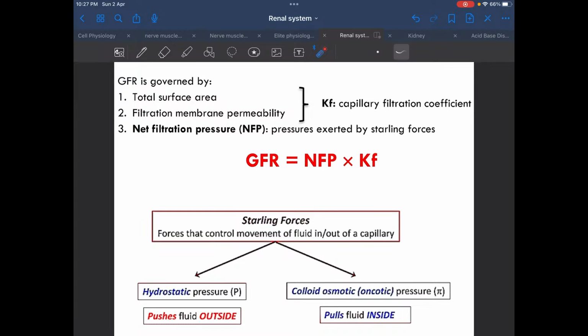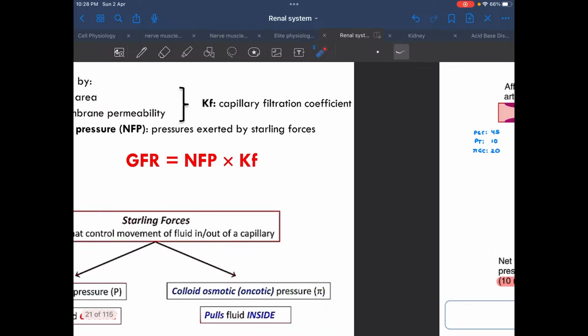So the Starling forces are the forces that control movement of fluid in or out of a capillary. And we studied the different Starling forces. We can have hydrostatic forces, so the hydrostatic pressure, which pushes the fluid outside, or we have the colloid osmotic pressure, or the oncotic pressure, which pulls the fluid inside, which is mainly due to the proteins which are present in the glomerular capillary.